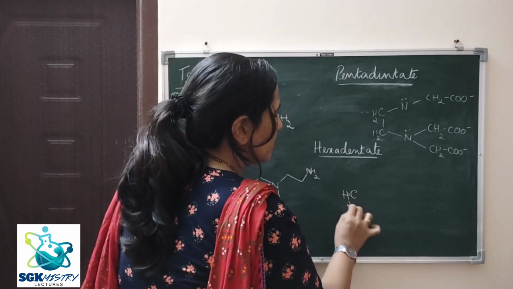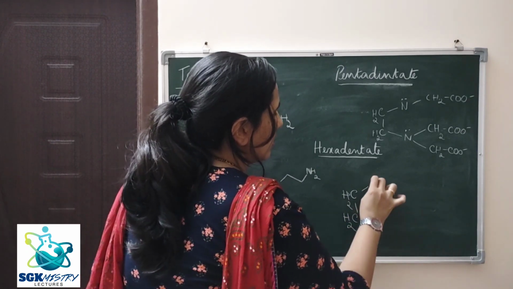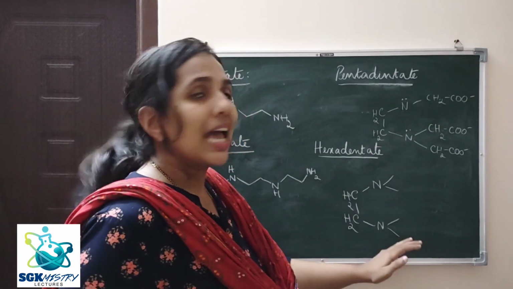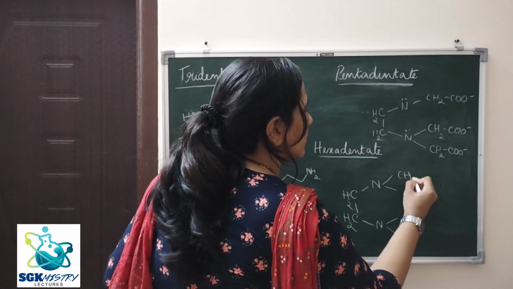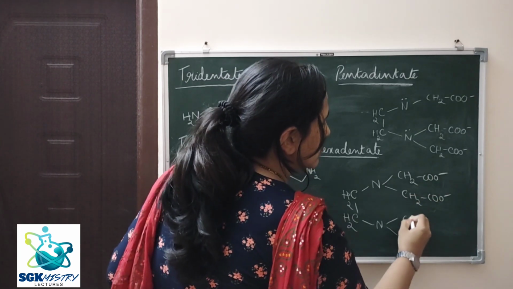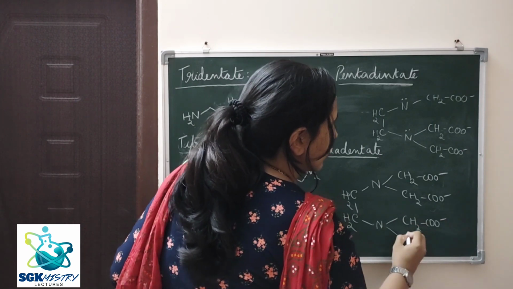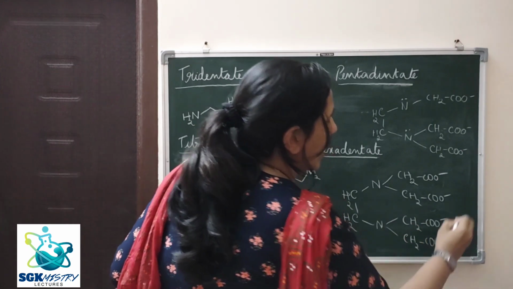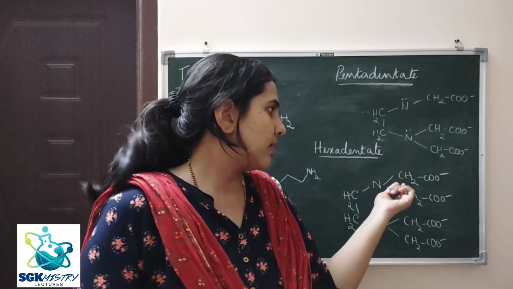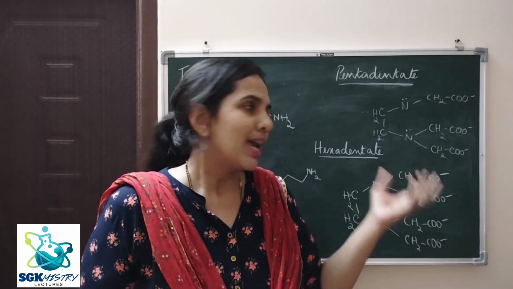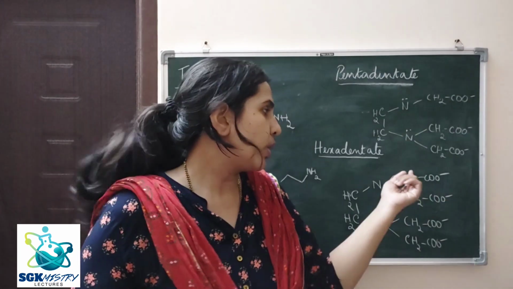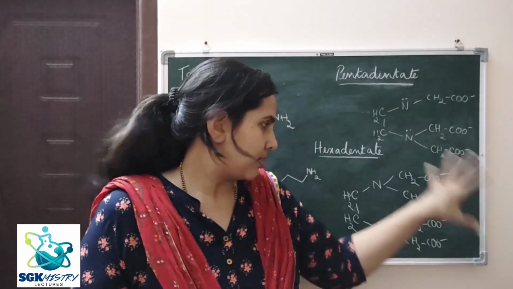So we have the structure ethylene diamine, and the nitrogen is substituted with acetato groups. So we have CH2 COO minus. I hope it is clear why we need to write CH2 here, because acetate is CH3 COO minus, but here, to satisfy the valency of carbon, instead of CH3 we take it as CH2, because the carbon has valency of 4. That's why the formula will be in this way.